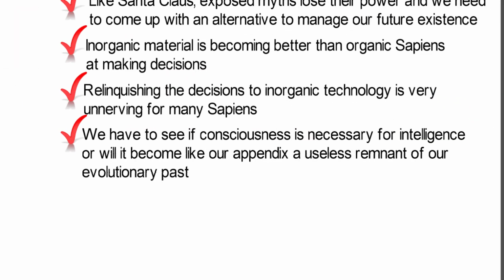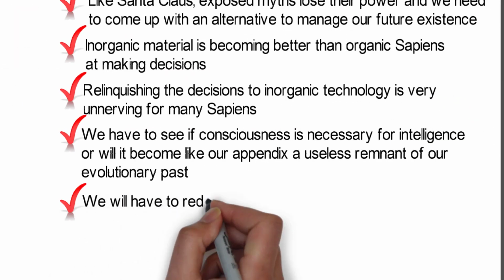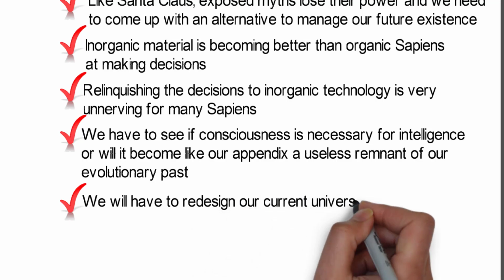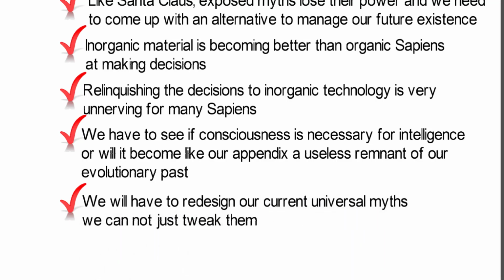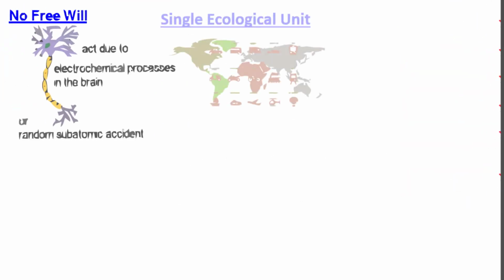Then he talks about the fact that we have no free will. He says scientific research is leaning towards the idea that free will does not exist. All decisions are sourced from electrochemical processes in the brain or random subatomic accidents. The reason, of course, that this is important is that we will have to redesign our current universal myths, and we cannot just tweak them, right? Because they're based upon the concept of free will.